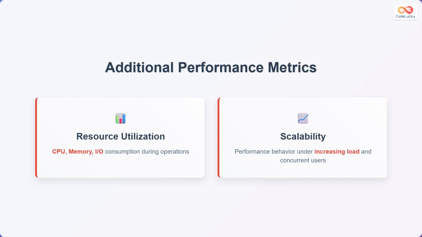In addition to throughput and latency, there are other important performance metrics to consider. Resource utilization is one such metric. It involves monitoring CPU, memory, and input-output consumption during database operations. Another is scalability, which assesses how well a database system performs under increasing load and with a growing number of concurrent users.